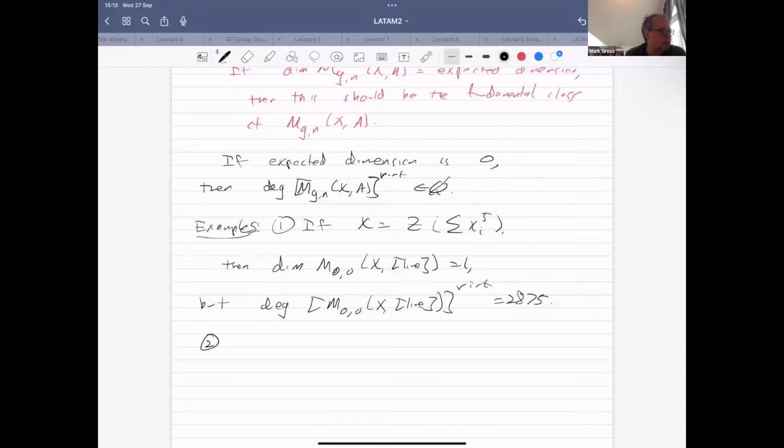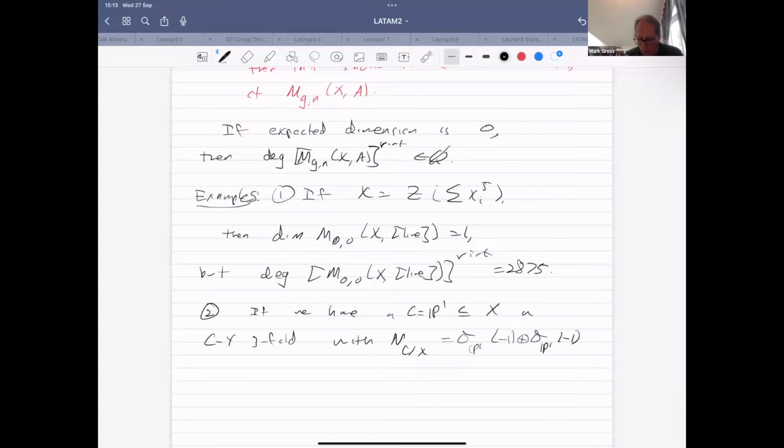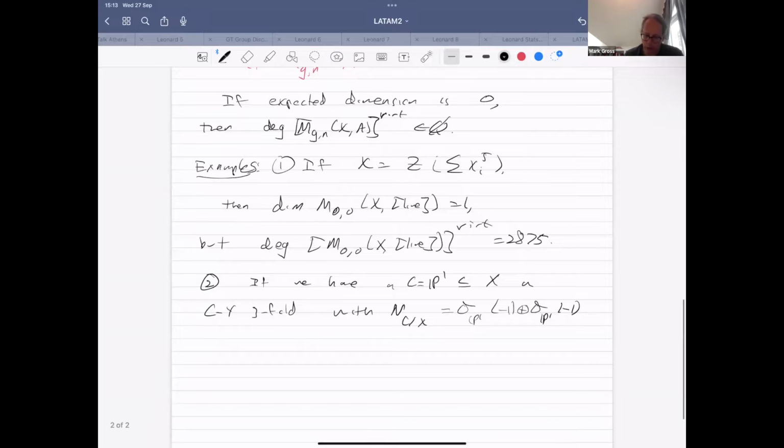Let me do a second example. So if we have a P^1 sitting inside X, a Calabi-Yau threefold, with a normal bundle, let's call it C, with normal bundle of C in X being O_{P^1}(-1) plus O_{P^1}(-1). So this is kind of the generic situation. The normal bundle of a line in a Calabi-Yau threefold will always be degree -2 and can split in a couple of ways. This is the most generic behavior.